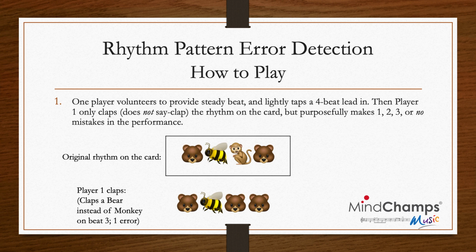To play the game, one player volunteers to provide a steady beat and lightly taps a 4-beat lead-in. Then player 1 only claps, does not say, the rhythm on the card, but purposefully makes 1, 2, 3, or no mistakes in the performance. So, if the original rhythm on the card is, as shown, bear, bumblebee, monkey, bear, player 1 might purposefully clap a bear instead of a monkey on beat 3, thereby doing one error in the performance. So it might sound something like this. With the lead in.